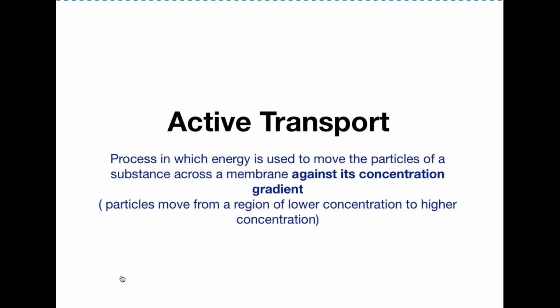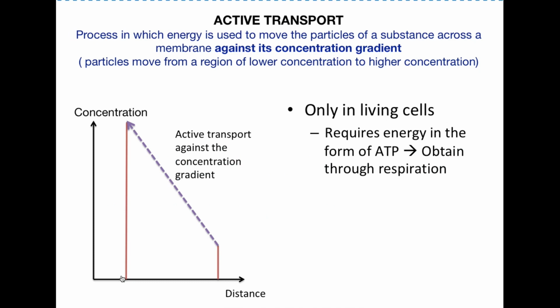And finally, we have active transport, a process in which energy is used to move particles or substances across a membrane against its concentration gradient. This means that particles move from a region of lower concentration to higher concentration. An example of active transport is in root hair cells. Mineral salts can be obtained either through diffusion or active transport. It's also important to note that active transport can only take place in living cells. This is because active transport requires energy in the form of ATP, and this can be obtained through respiration.